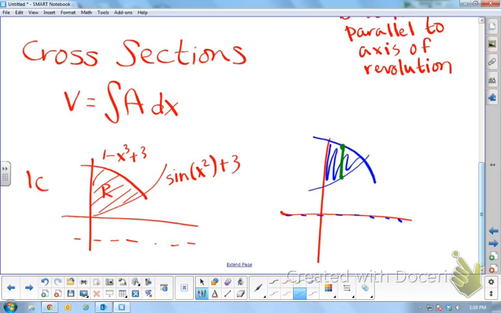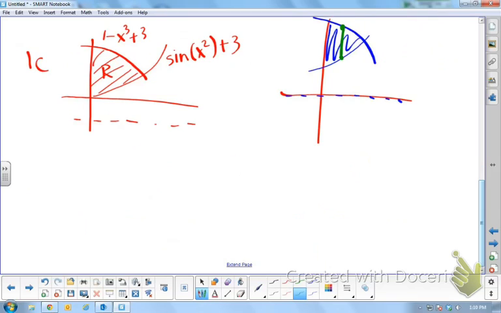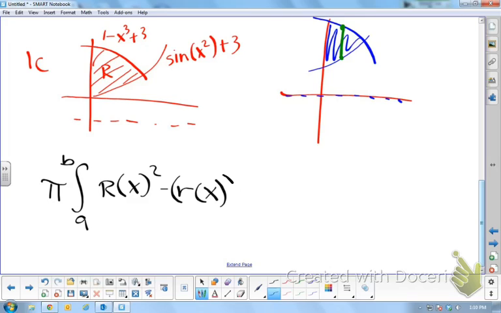So is my cross-section going to be parallel or perpendicular to my axis of revolution? Perpendicular. So which method worked better when we were perpendicular? Disk method. So we're going to do disk method. Disk was pi, integral from a to b, big R squared minus little r squared. I didn't need an extra parenthesis there, so just ignore the extra parentheses.